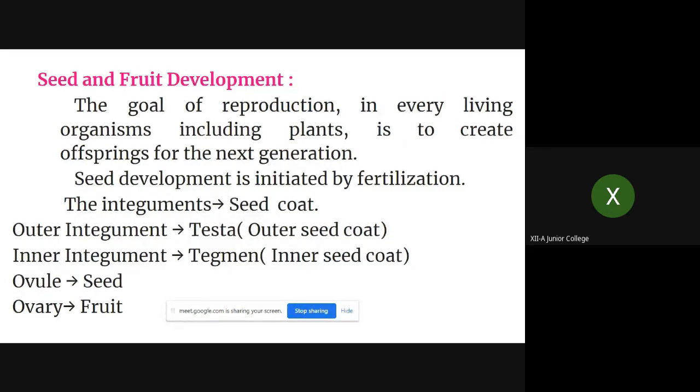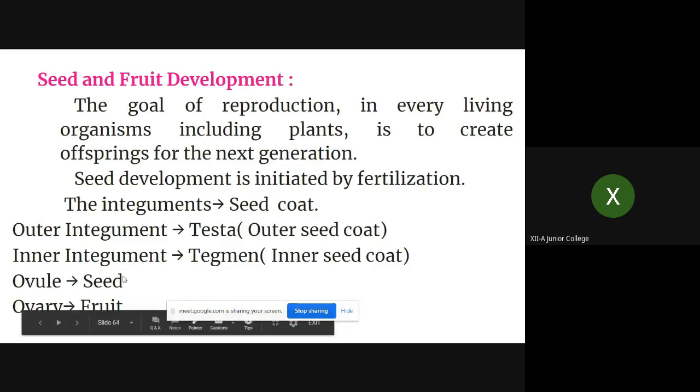So what about these two parts, that is the integuments? You know, I showed you in the diagram that the outer integument is called the outer seed coat. The terminology used is testa, and the inner integument, that is the inner seed coat, is called tegmen. So the ovule gets converted into seed and the ovary gets converted into fruit.